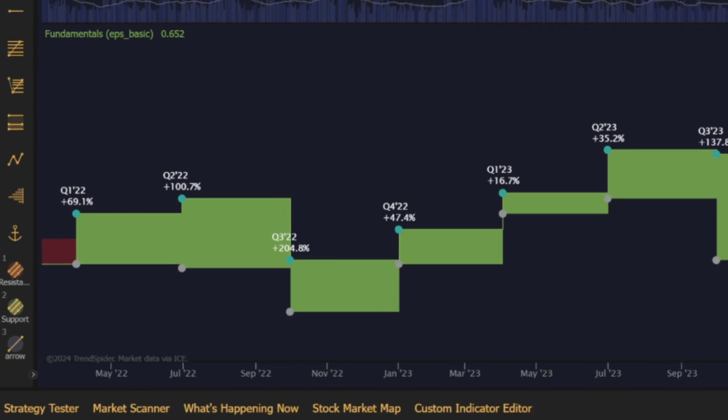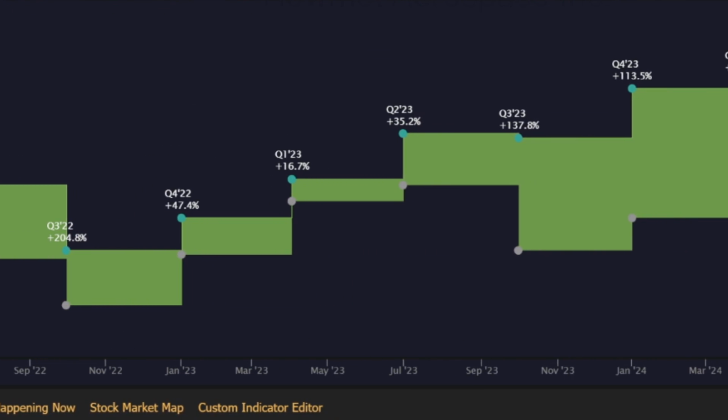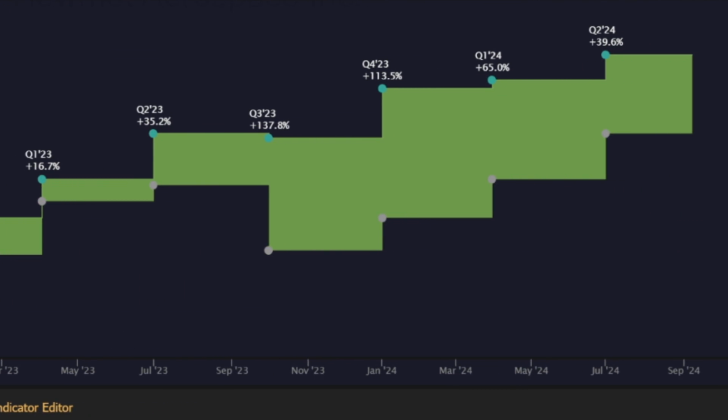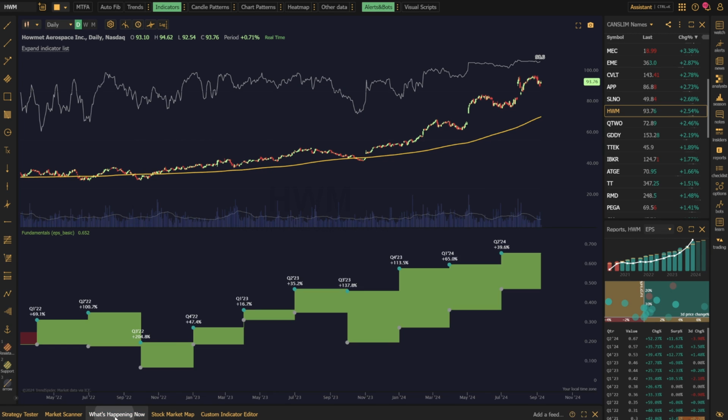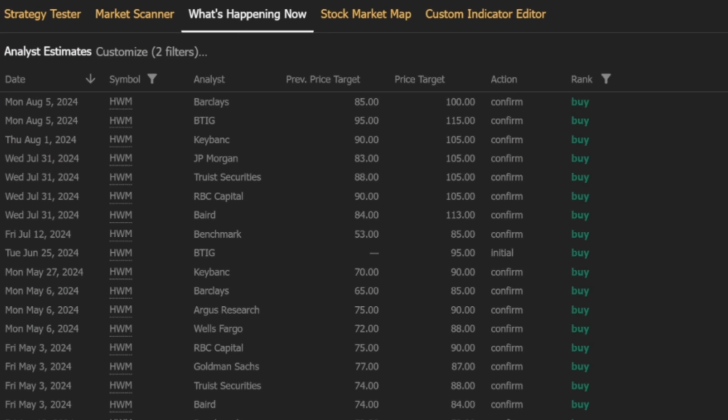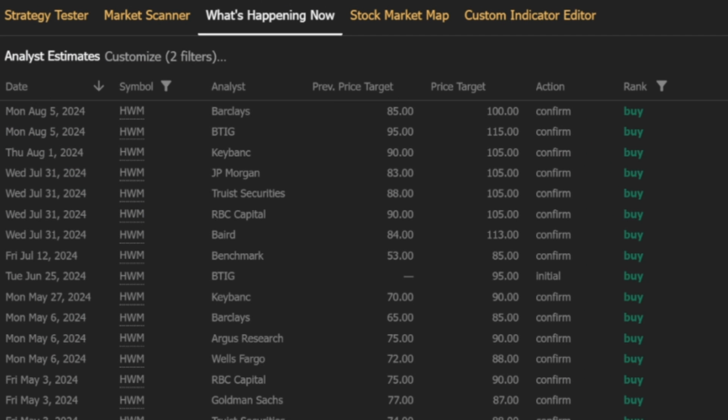With 10 straight quarters of year-over-year earnings growth, Howmet's consistent performance hasn't gone unnoticed. Recent buy ratings from Barclays, JP Morgan, and KeyBank further emphasize Wall Street's confidence in the company.